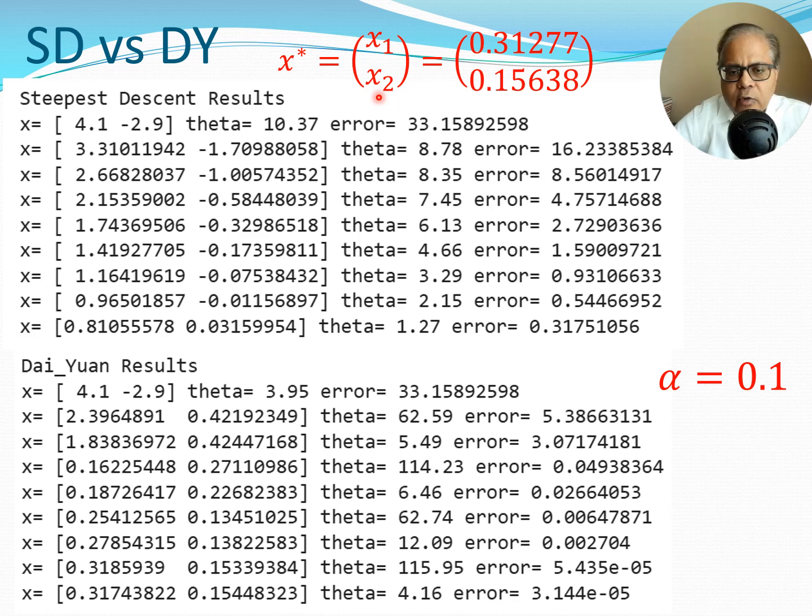What happens to Dai-Yuan? Now this is very interesting. The Dai-Yuan method actually converges quite well, better than Fletcher-Reeves I think in this case, and you can see this result here. The value has come to 3.144 e to the power minus 5. That's the difference between f of x and the f star value, and the optimal is pretty close to this actual optimal here. Steepest descent is not doing so well here.